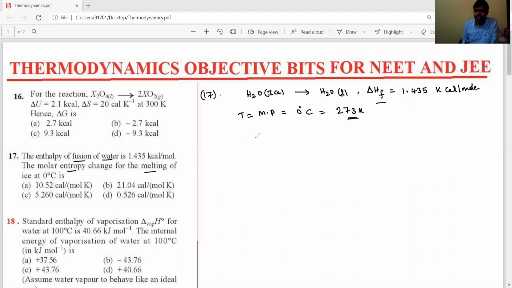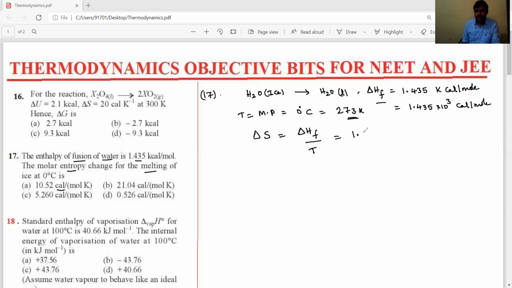Now for this phase transformation, the molar entropy change, delta S, is equal to delta HF by T. So the delta H value we know is 1.435 kilocalories. If you observe the options, all answers are given in calories, but the delta HF value we know is in kilocalories. So we have to change it into calories, which means 1.435 into 10 to the power of 3 calories per mole.